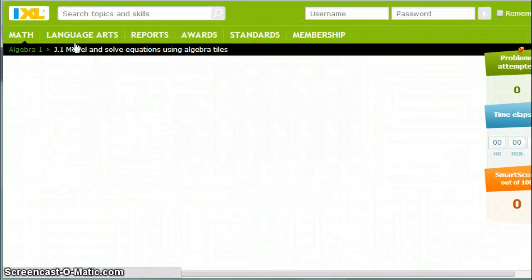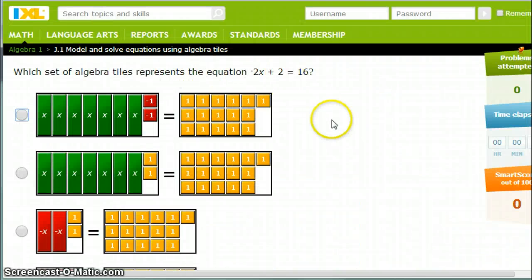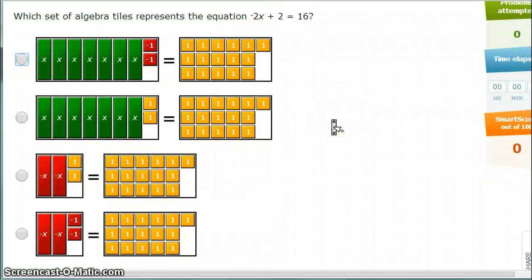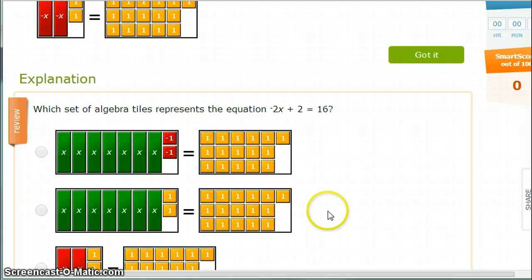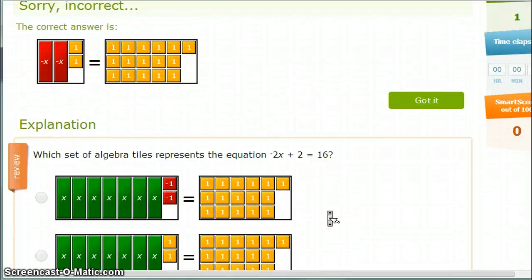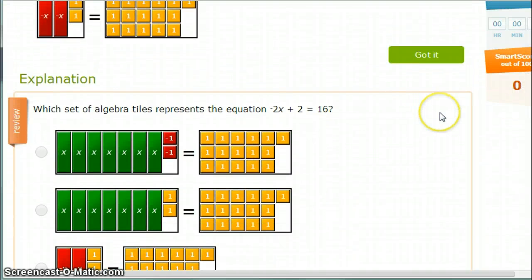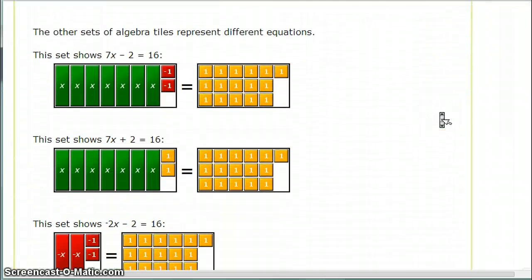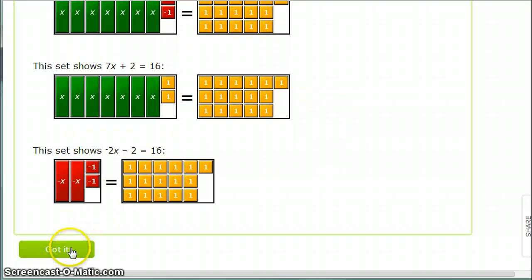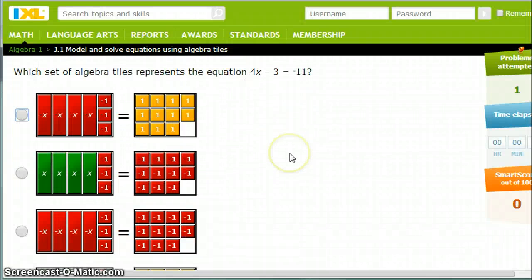What's really great about this IXL program is that it provides students the ability to practice at their own level and at their own pace. Given the first equation, if I pick something, submit my answer, I got it wrong. But IXL recognizes that it's incorrect, provides the solution and explanation of how to do the problem correctly, and then it adjusts the next question to meet the level of the student.